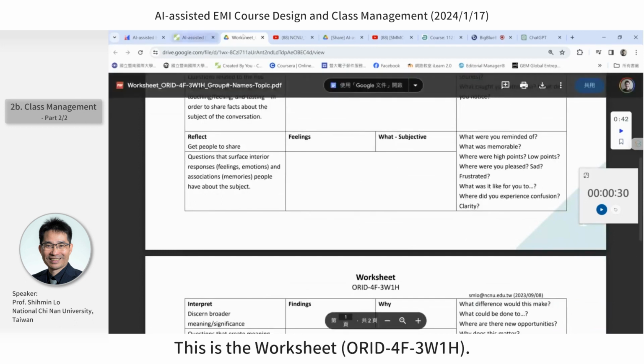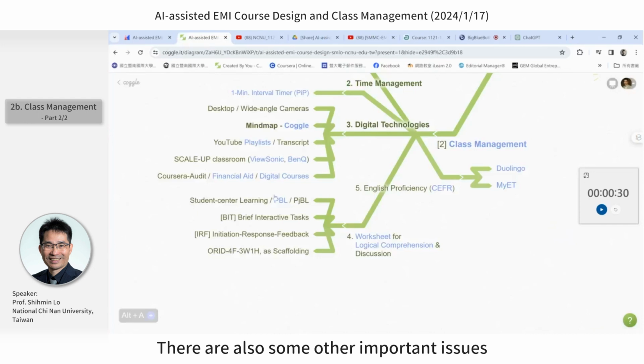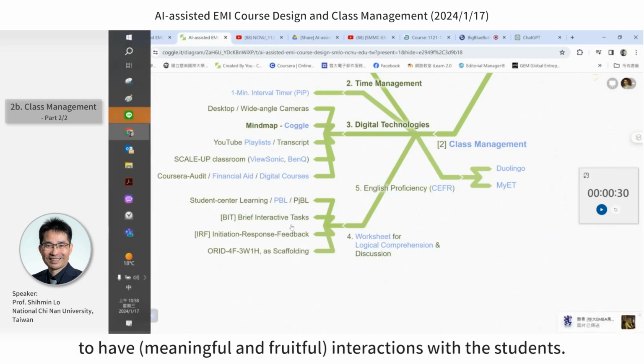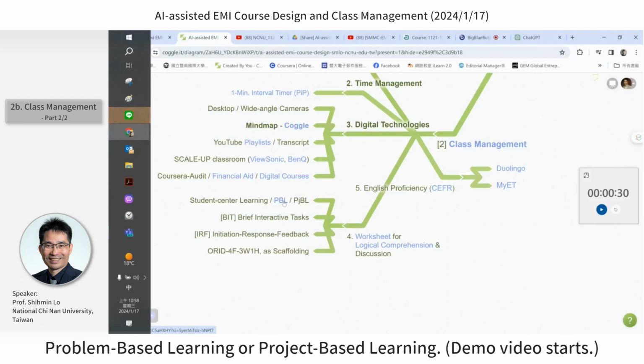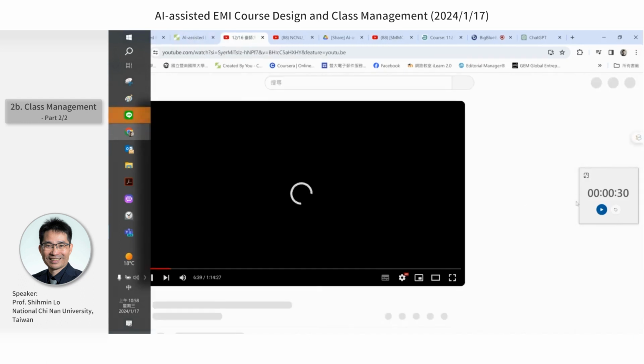So this is the worksheet. All right, so there are also some other important issues that we need to take care of. For example, like brief interactive tasks or initiation-response-feedback. Those are useful ways for the lecturer to interact with the students. Okay, I do use PBL or PjBL a lot, problem-based learning or project-based learning. Course structure.